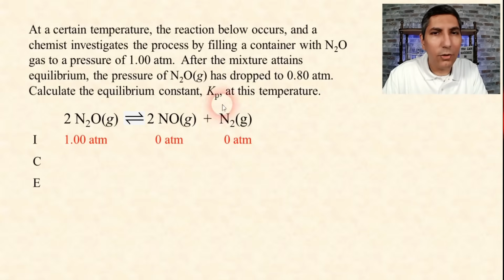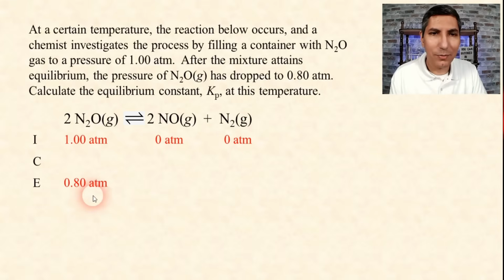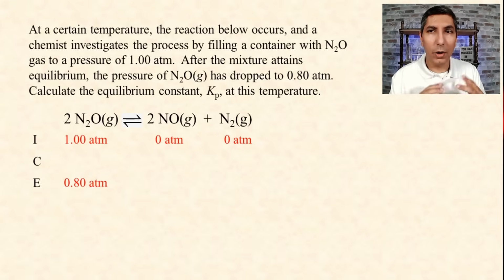Now, it also tells us that once you get to equilibrium, the pressure of N2O is down to 0.80 atmospheres. So for equilibrium, N2O, I'm going to put in 0.80 atmospheres. Now notice, that's all that's given to us. But guess what? That's enough to solve the puzzle. We can figure out what every other slot in that icebox is going to be.